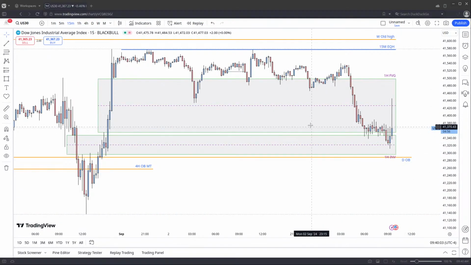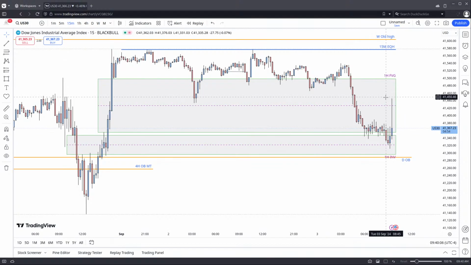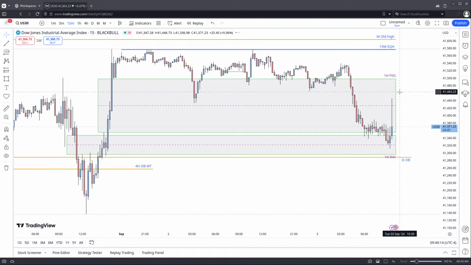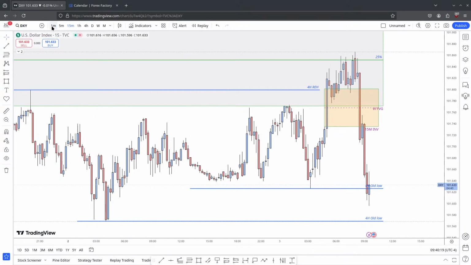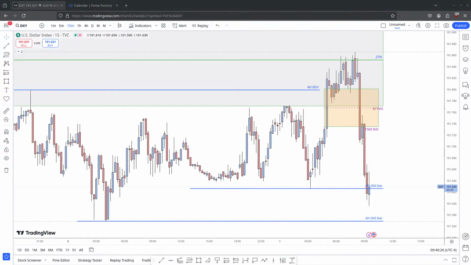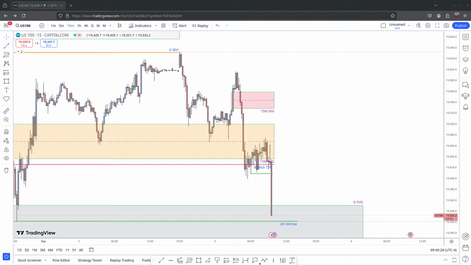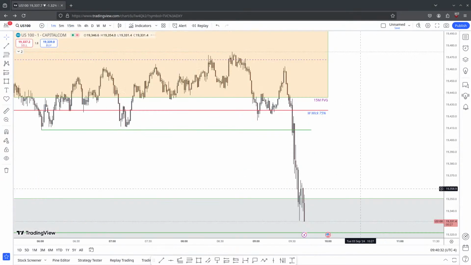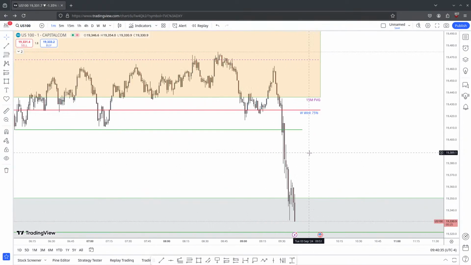Look at this massive wick on Dow. Stopped into this 1 hour fair value gap, consequent encroachment, and it just tanked back down again. Looking at dollar, it's just been sitting here, consolidating at this level. So NQ is going to grab this low, gravitate towards that, and take that low out.